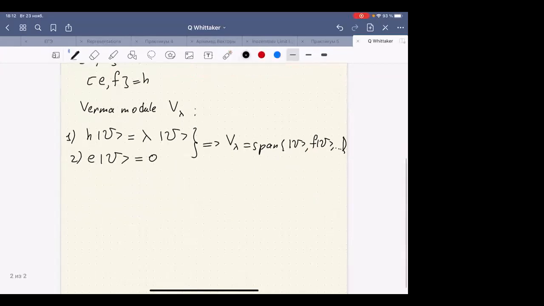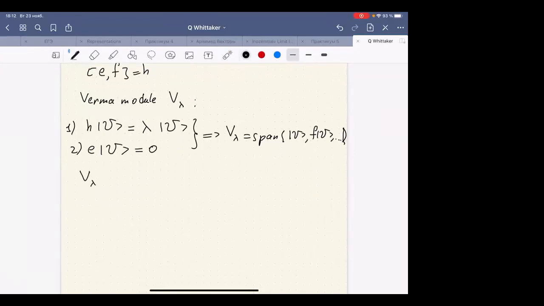So the elements of V lambda are the following sums. Here I allow infinite sums, so it is something like a completion of the Verma module, but it's not very important. So the sum of alpha I, F to the power I, acting on V. Here alpha I are some complex numbers. So this is the form of vectors in the Verma module.